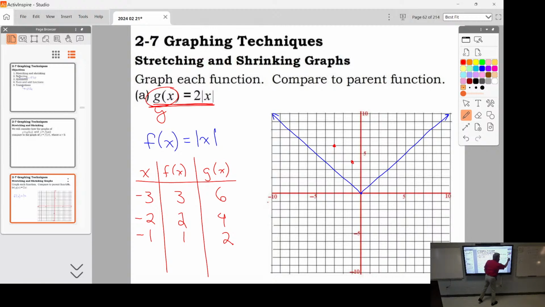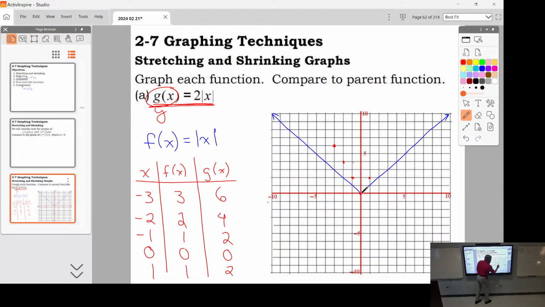I missed that last point, didn't I? I know. Plug in 0. Absolute value of 0 is 0. 2 times 0 is 0. Plot the point 0, 0. And we can continue this. I'll do one more point. Plug in 1, get 2.